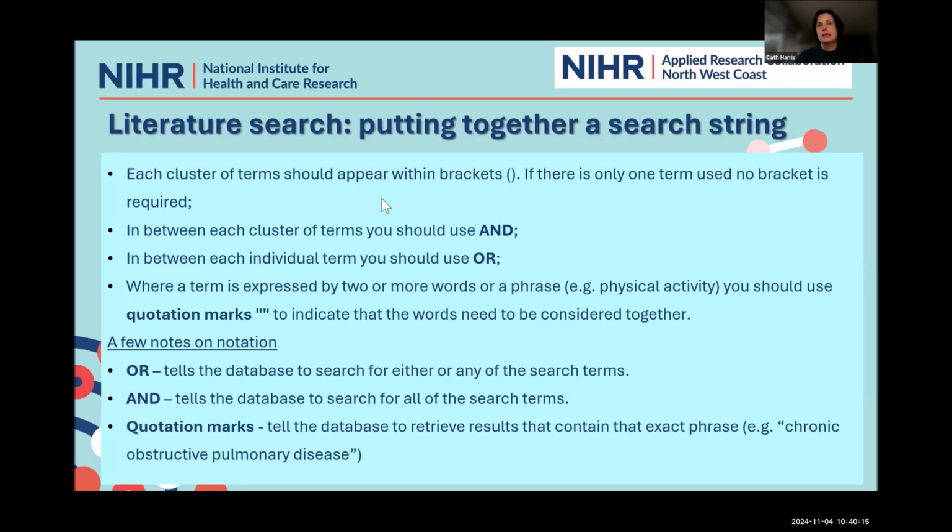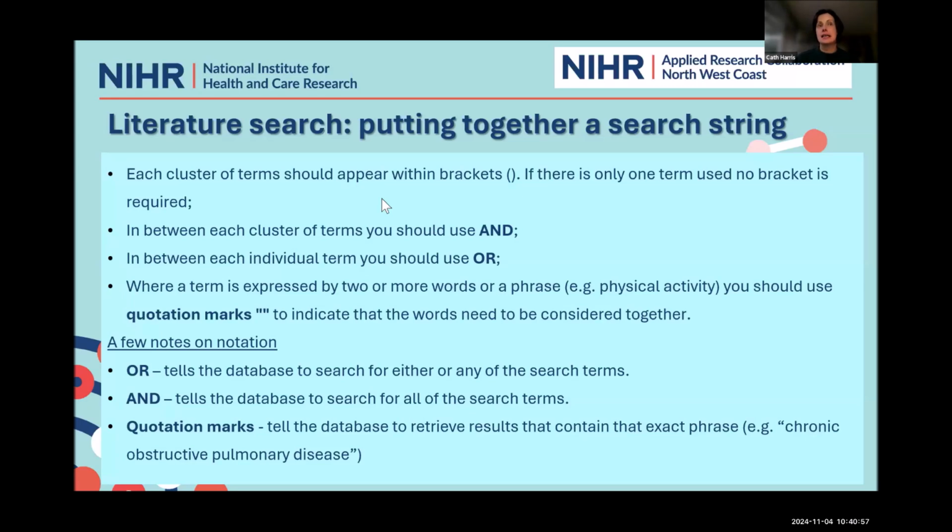In order to build our search string, we need to know a few things about how databases operate. We're going to use what we call Boolean operators. It's just a fancy term for the instructions to tell the database how to connect our terms together. The main Boolean operators are OR and AND. OR tells a database to search for either or any of the search terms that you type in. So for your synonyms, for your alternative terms for each concept, you will use OR, so stroke OR cerebrovascular disease.